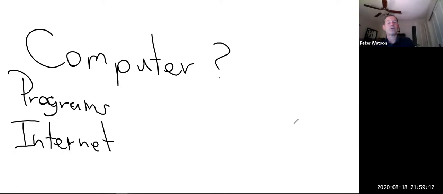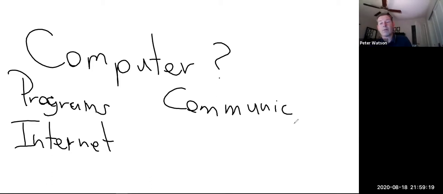What else do we use a computer for? We use a computer to communicate. So again, that's sharing information. For the most part, that's using the internet. So communication is very important, whether it's email, or whether it's using Instagram or Snapchat, or whether it's posting stuff to Facebook or any other kind of social media. We are communicating with others, and others are communicating with us.